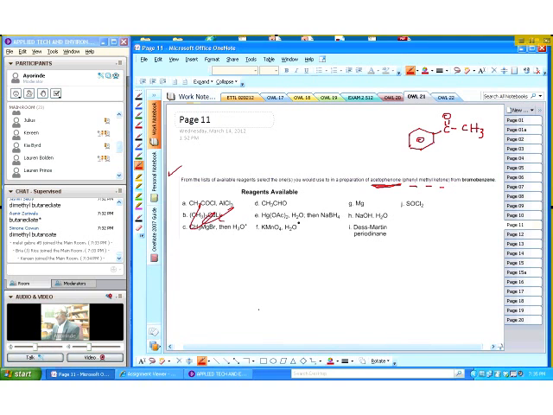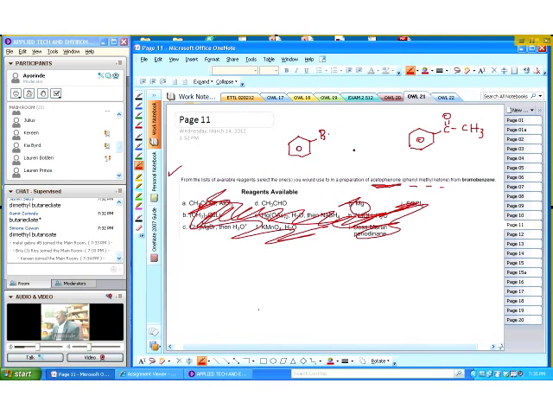Now they want us to make this molecule from bromobenzene. So they want us to give a synthetic scheme going from bromobenzene to this molecule here.